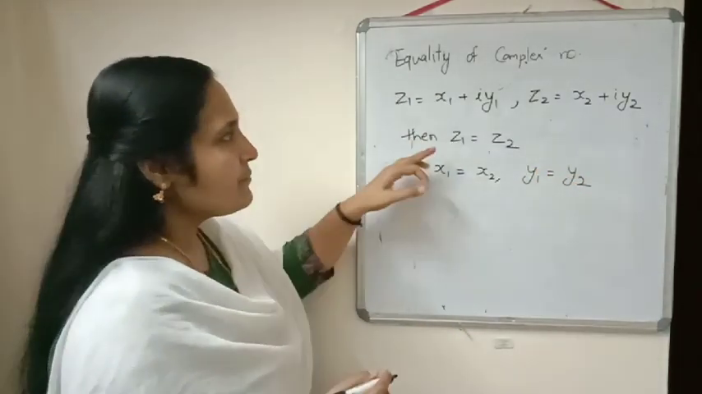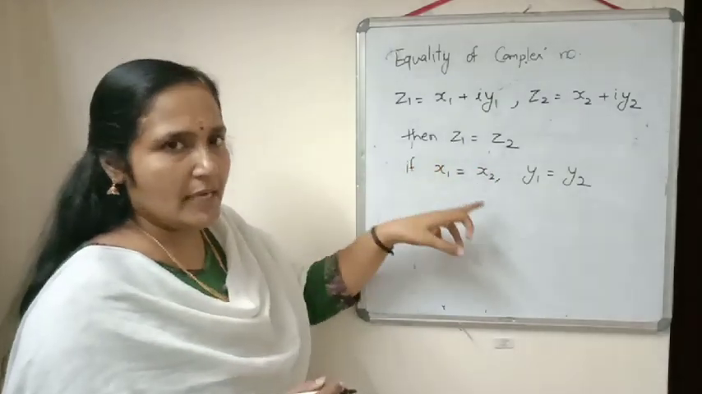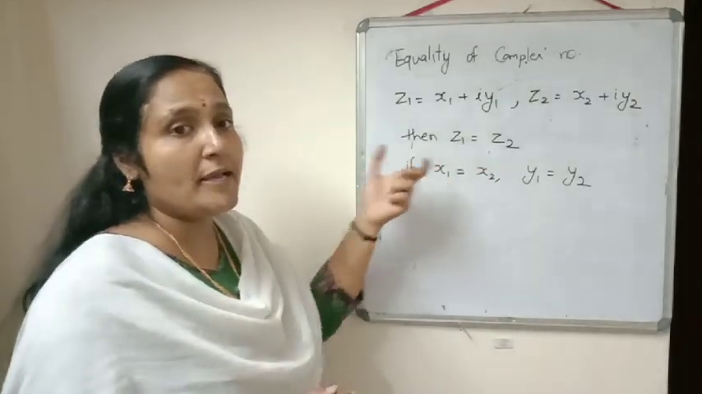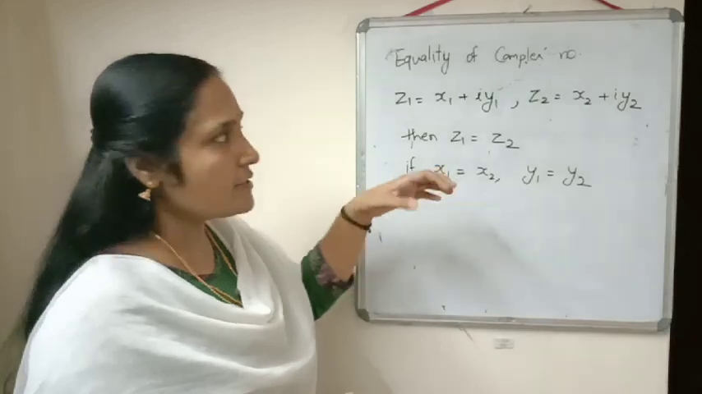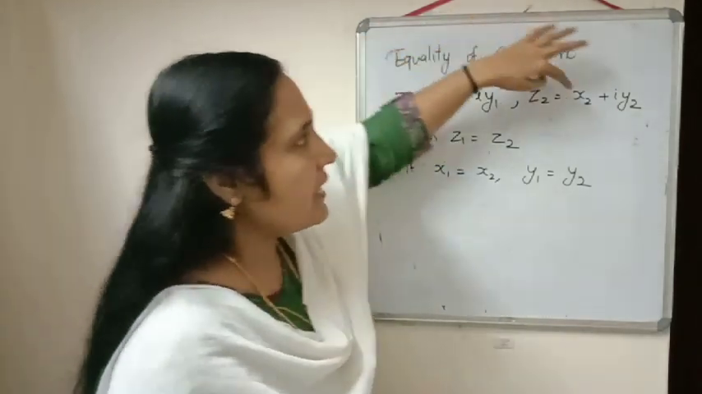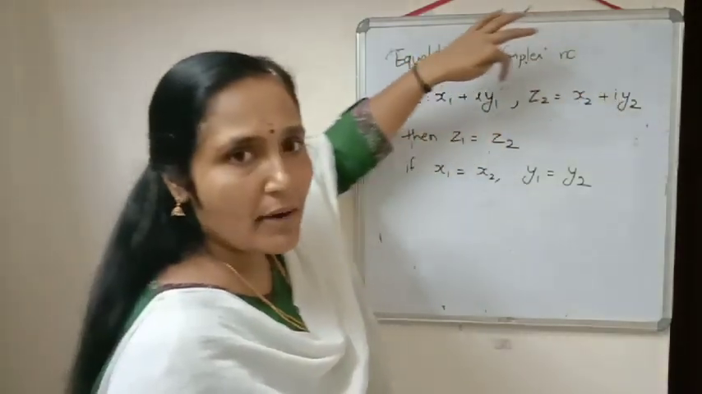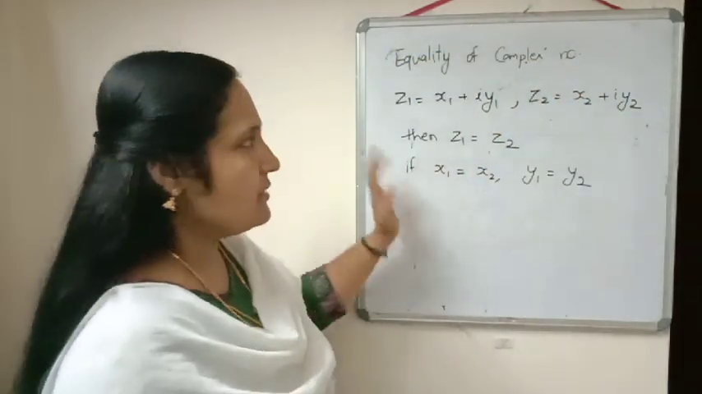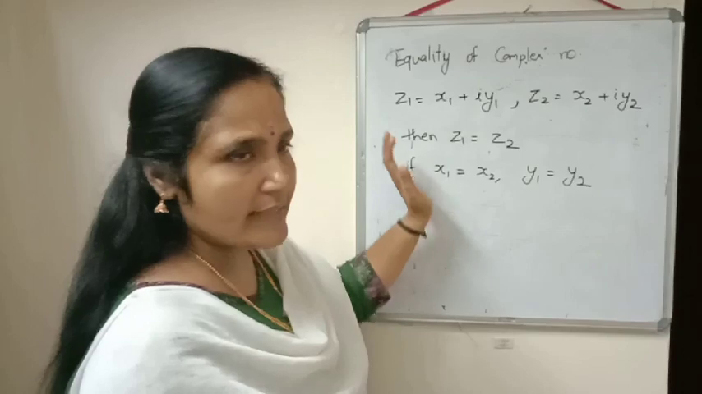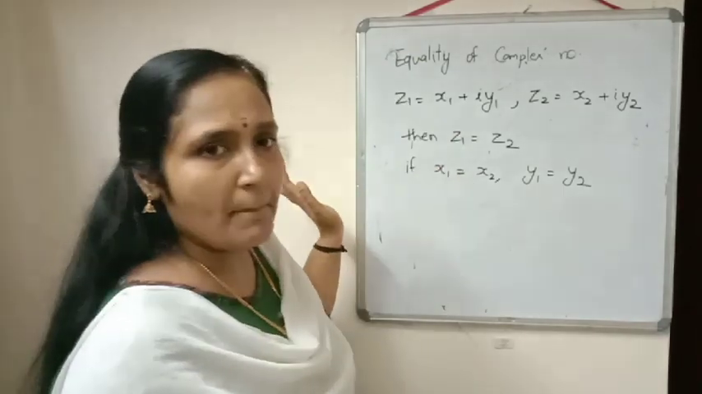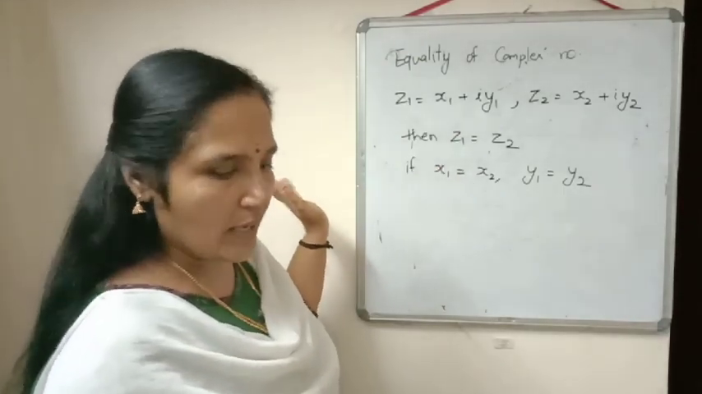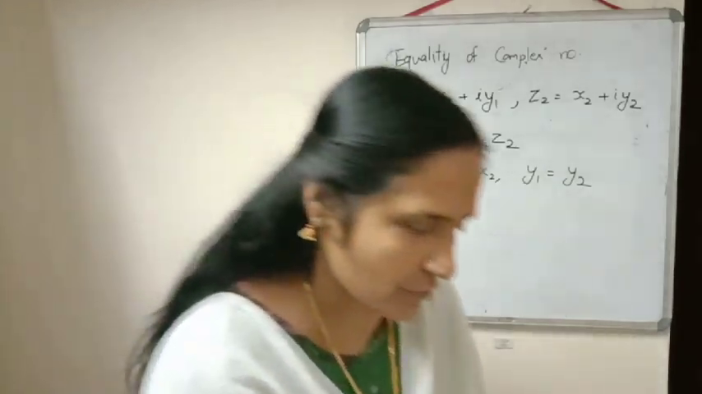Again, meaning is two complex numbers will be equal if their corresponding parts are equal. Corresponding parts means their real part should be equal and their imaginary part also should be equal. So if both parts are equal, then we will say the two complex numbers are equal. Now we can check some questions there.